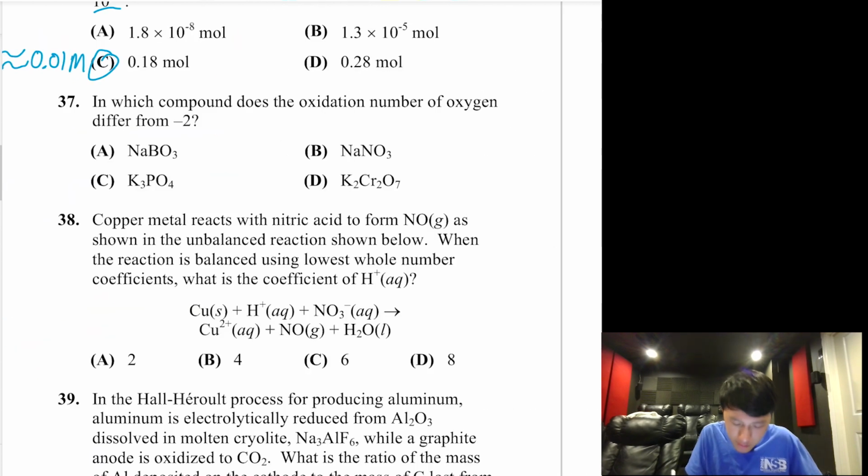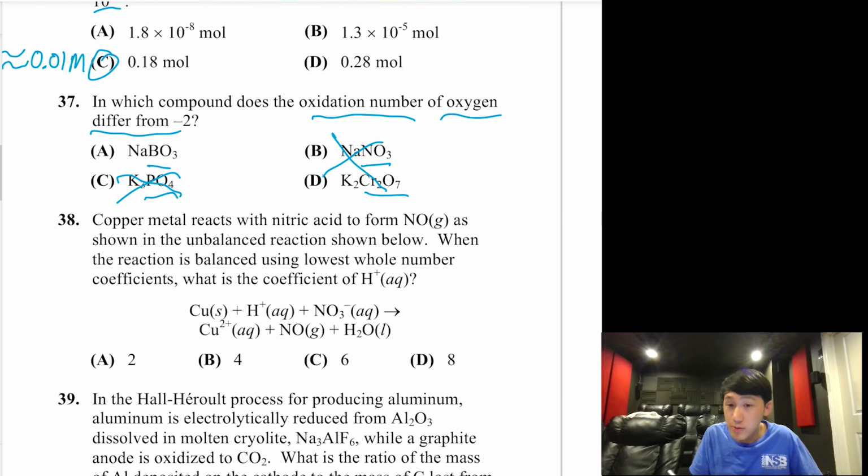Problem 37. In which compound does the oxidation number of oxygen differ from -2? So let's just look at all the anions first. This is a weird one, BO3. I'm not familiar with it. And then there's nitrate, phosphate, and dichromate. Nitrate, phosphate, and dichromate are all common ions that don't have oxygen in weird oxidation states. So we know immediately that these are not correct. So we know A is the correct answer.